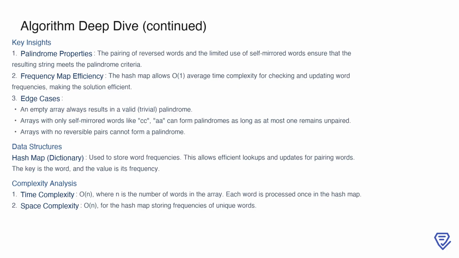Third, we handle edge cases effectively. For example, an empty array always results in a valid, though trivial, palindrome. Arrays with only self-mirrored words, like cc or aa, can form a palindrome as long as at most one remains unpaired. On the other hand, if there are no reversible pairs in the array, forming a palindrome becomes impossible. Regarding complexity, the algorithm runs in O(n) time, where n is the number of words in the array, since we process each word once. The space complexity is also O(n), given the hash map stores frequencies of unique words.